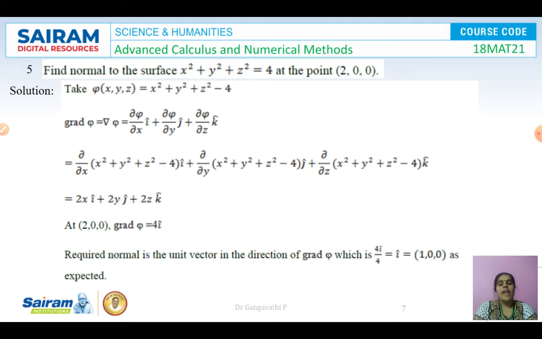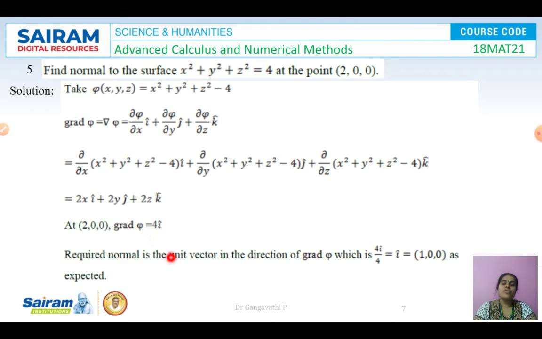So at the point (2, 0, 0), grad phi is: x is equal to 2, y is equal to 0, and z is equal to 0. So 2 into 2 is 4. This and this term become 0. So grad phi is equal to 4i. So this is the normal vector. It is actually the vector normal.